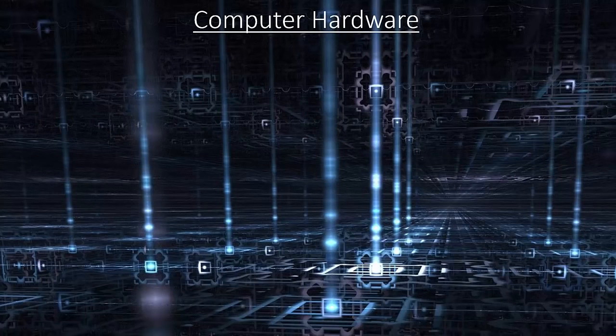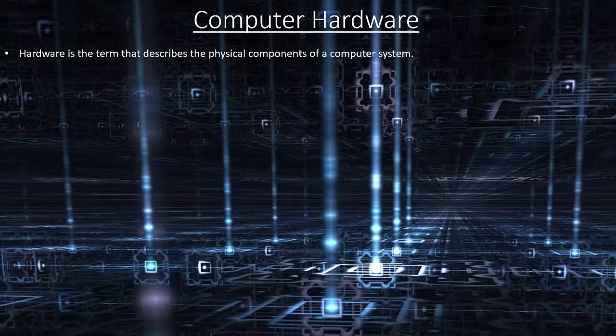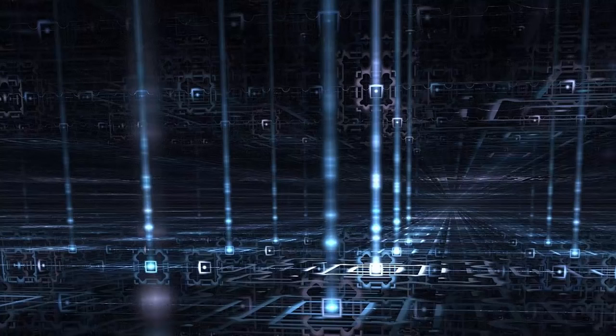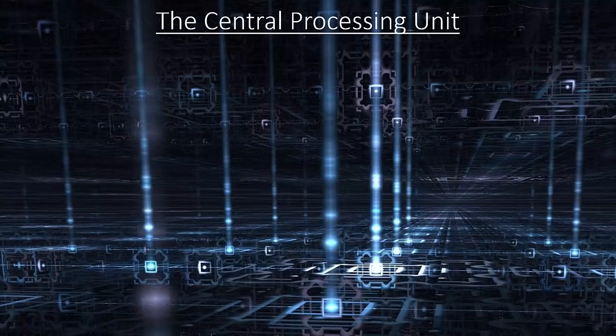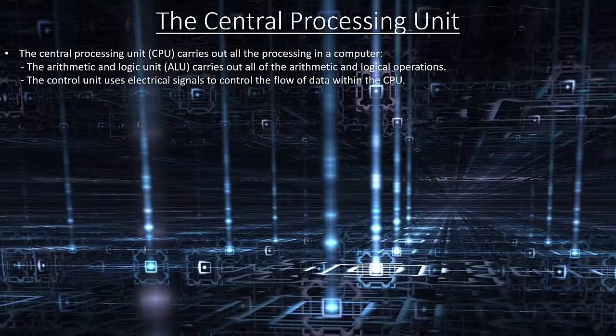Computer hardware. Hardware is the term that describes the physical components of a computer system. Hardware components include input, output, storage, and processing devices. The Central Processing Unit, CPU, carries out all the processing in a computer. The Arithmetic and Logic Unit, ALU, carries out all of the arithmetic and logical operations. The control unit uses electrical signals to control the flow of data within the CPU.